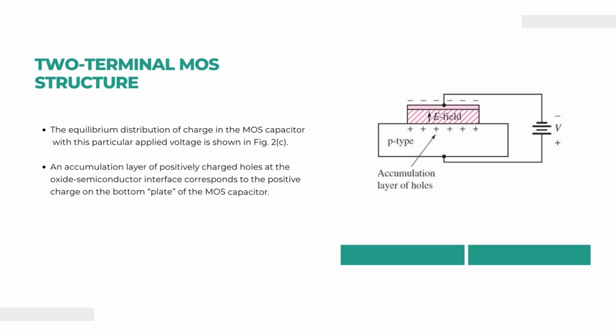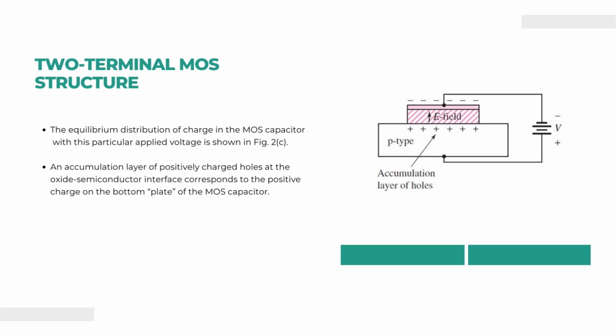The equilibrium distribution of charge in a MOS capacitor with this particular applied voltage is shown in figure 2c. Here we can see the MOS capacitor with an accumulation layer of holes. The semiconductor which we are using here is a p-type semiconductor, in which the majority carriers are holes. So, when we apply a negative potential at the gate terminal or to the metal, the positive charges will align at the surface of contact between the oxide and the semiconductor.